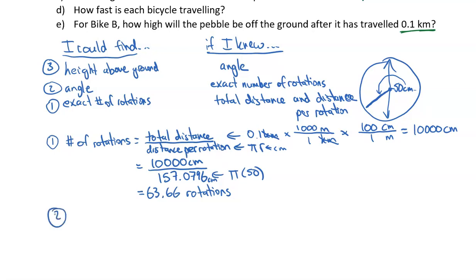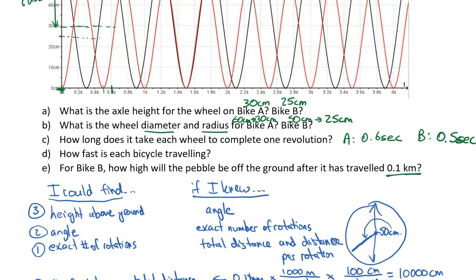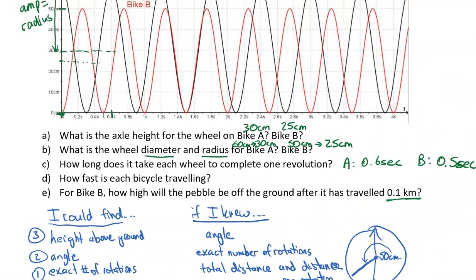The second thing we need to do is determine the angle. Well, the angle can be determined by 0.66 of a rotation. And that's because after 63 rotations, we're back right to where we started. And again, let's look back at the graph really quickly and remind ourselves that bike B starts at the ground.